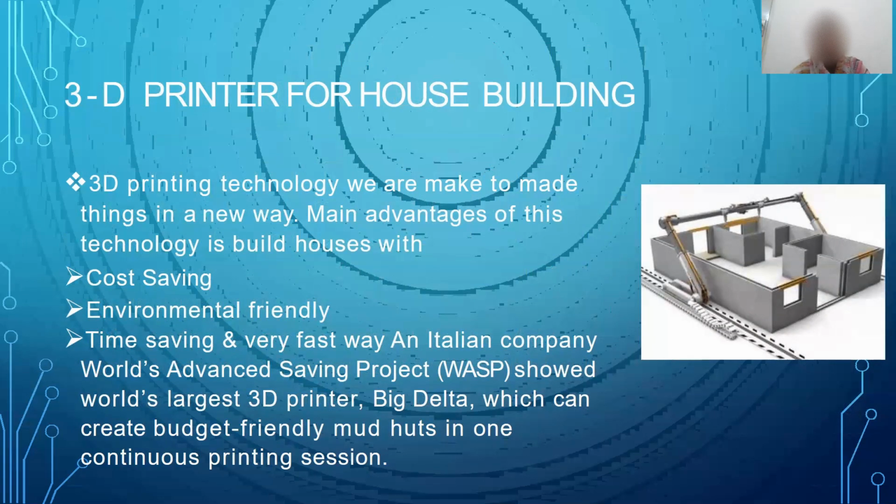WASP showed the world's largest 3D printer, Big Delta, which can create budget-friendly houses in one continuous printing session. As we talk about concrete printers, 3D concrete printers will change construction forever, and as I told, it is cost saving, so it saves 70% in construction costs.